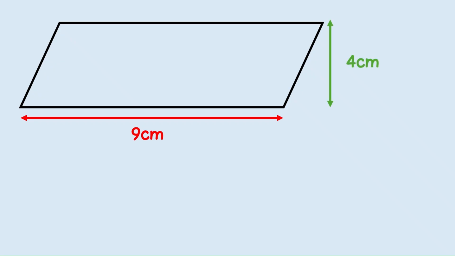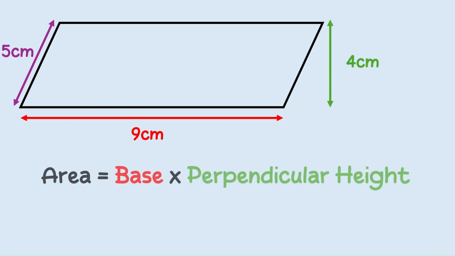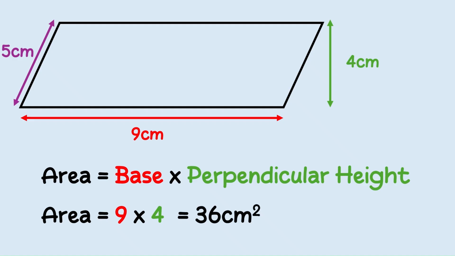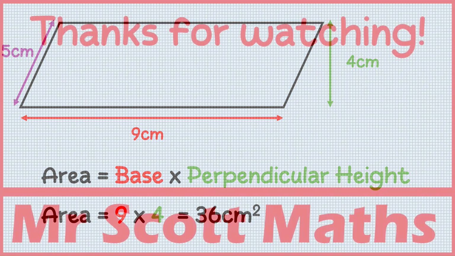In this final example, we're given a base of 9 centimeters and a perpendicular height of 4 centimeters and the length of one of the sloped sides of 5 centimeters. Again, our formula is area equals base times perpendicular height, so of course we can ignore this sloped side. We do not need to use the 5 centimeters. We can just do 9 times 4, which gives us 36 centimeters squared.